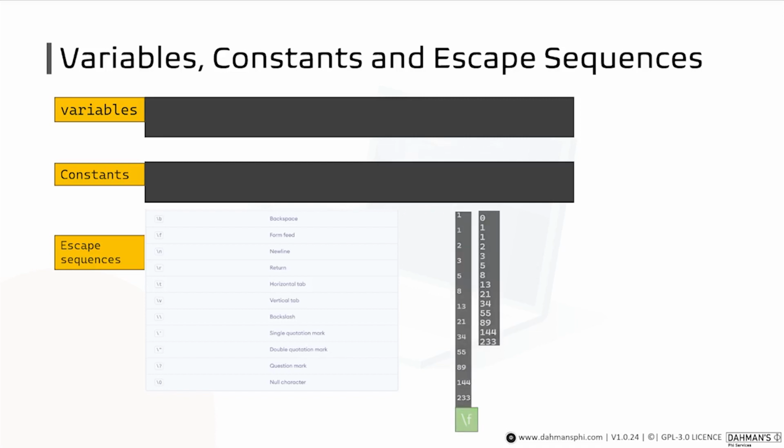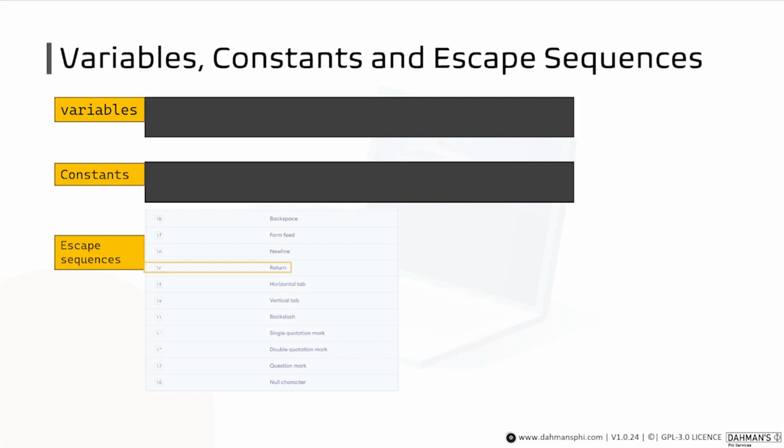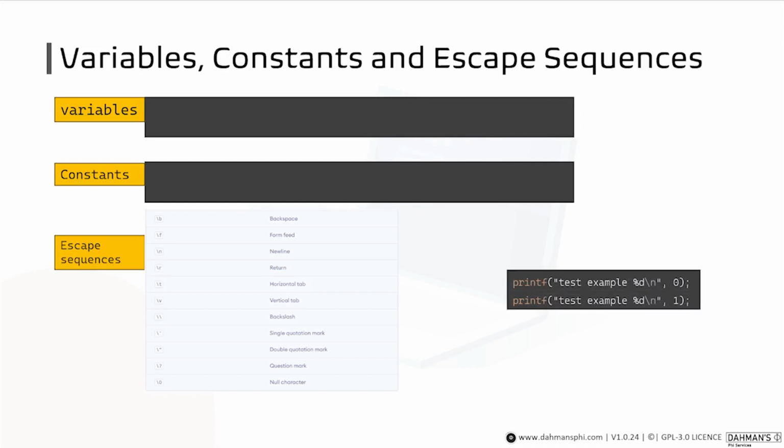Then you have something called return. And return is actually very interesting in many different applications. Let me show you an example. If you print test example with a certain digit, and you assign it the value of 0, and then again you print a new line, and after that you print test example with a new digit of 1. Now the result, if you print it on the screen, will be just as expected: test example 0, a new line, and then test example 1.